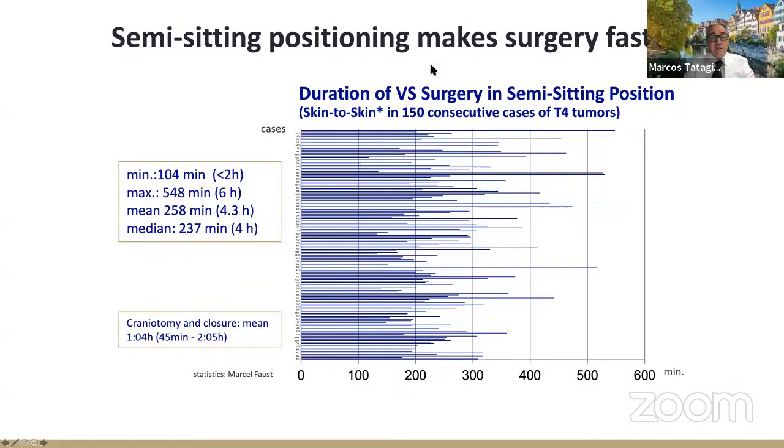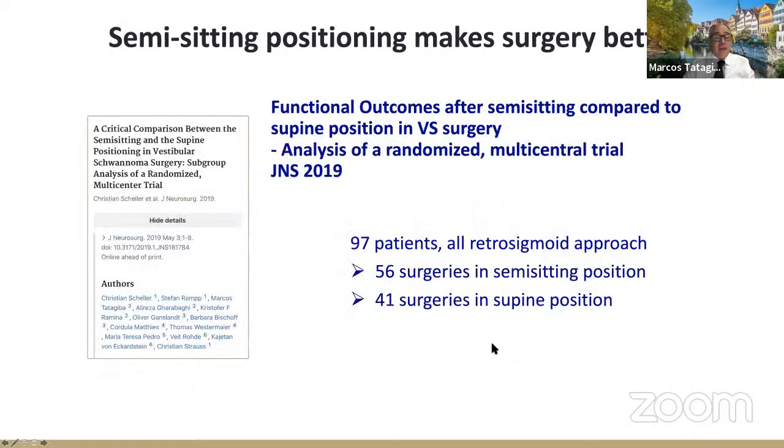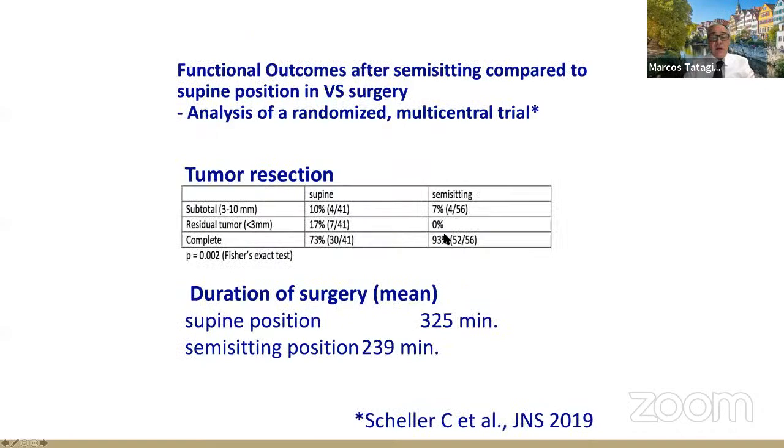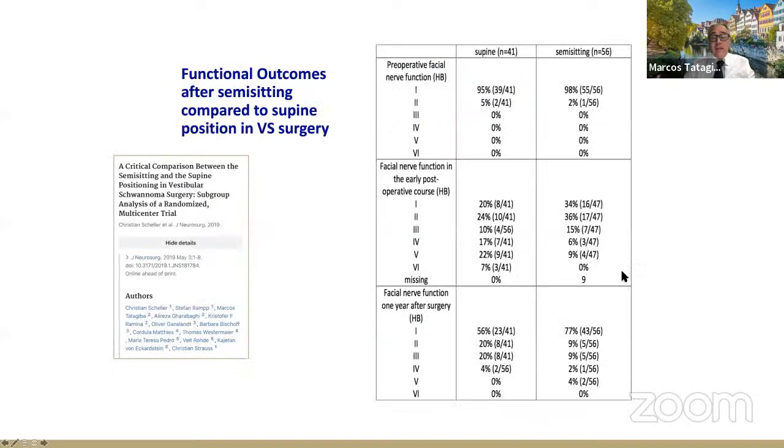So you see here, all of these cases are T4 tumors. Average time skin to skin to remove this tumor was 4 hours, going from 2 to 6 hours. In semi-sitting position, we have seen the quality of surgery is better. So we could achieve a higher tumor resection using the semi-sitting position in comparison to supine position. And we have seen that facial nerve preservation in semi-sitting position, both immediately after surgery and later on, was better.